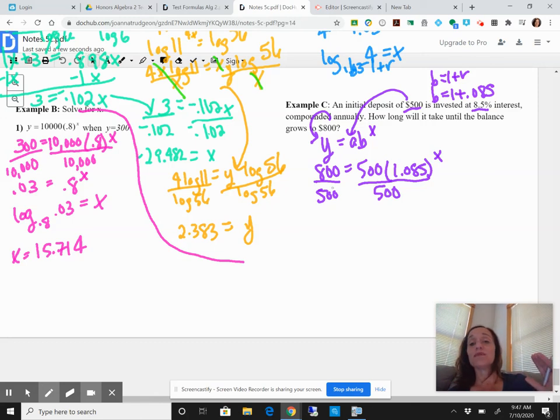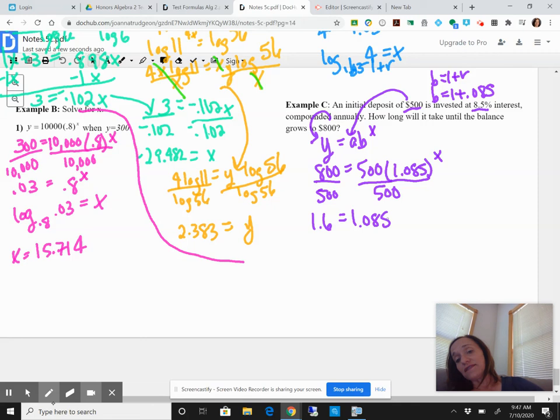I'm going to get the 1.085 to the x by itself by dividing by 500. I get 1.6 equals 1.085 to the x. I'm going to change this to a logarithm. Now, today we learned you can put a log on both sides and solve this. You can absolutely do that. But I do tend to think that the definition of logarithms is way faster. So I write the word log, and then I write the base, 1.085, and then 1.6 equals x.